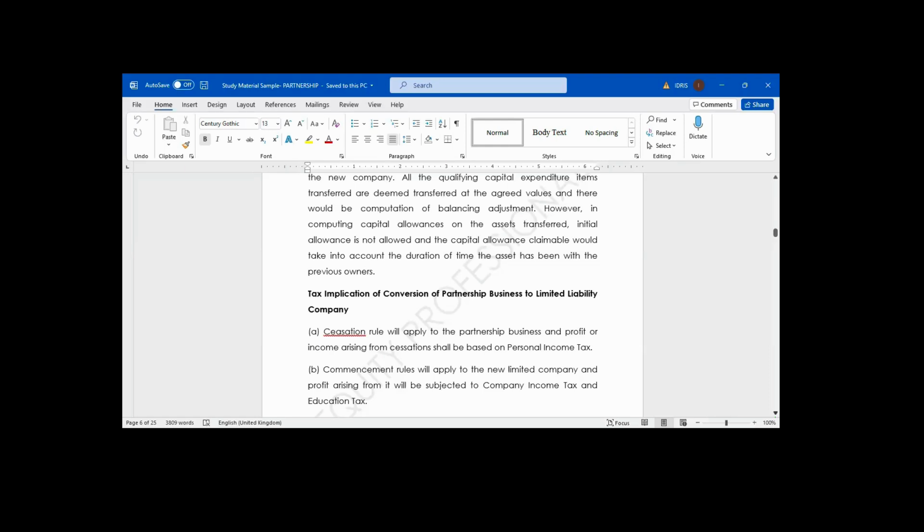Cessation rule will apply to the partnership business, and profits arising from the cessation shall be based on what? Personal income tax. That cessation rule that applies to that partnership business means the profit of that partnership business is now a terminal profit, and is going to be subjected to personal income tax.